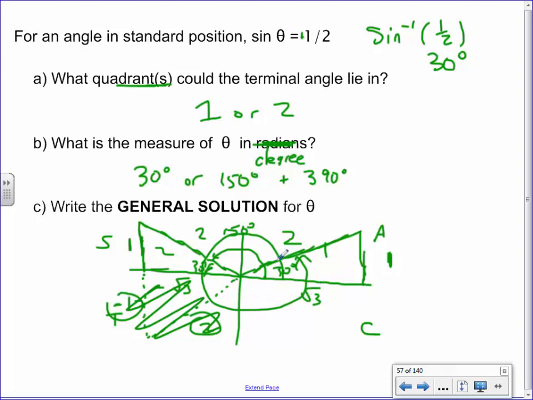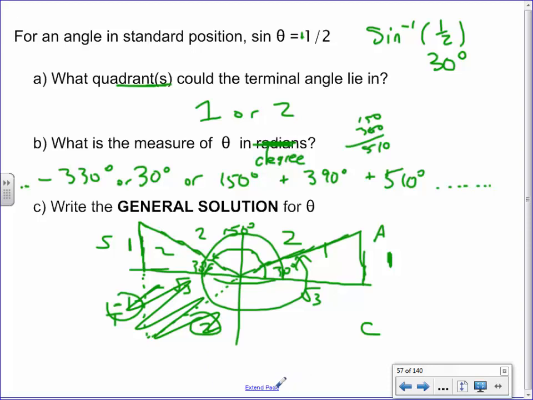You know what else I could have done? I could have done 150 plus 360. I could have done 510 degrees. You're going to see how I got 510 degrees? I would have gone all the way around the circle. I could even have done negative 330 degrees. So here's the problem. This could keep going in both directions. So one of the ways we have to solve this problem is we use what's called a general solution. Okay, or at least you guys are going to do a general solution.